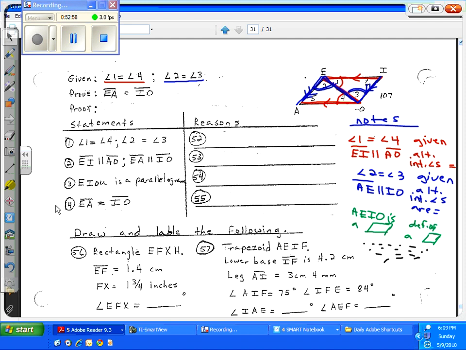Now we're going to go to give reasons. When you give a reason, you look first at the given, second at the diagram, and third at the statements above. So angle 1 equal angle 4. We look in the given and it's there, so we put given. It also said angle 2 is equal to angle 3. So 1 equal 4, 2 equal 3, given.